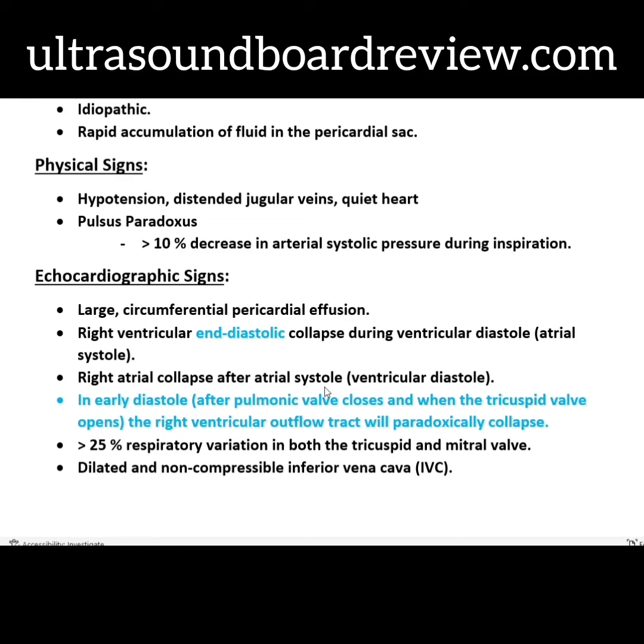So it's important to know that in early diastole, after the pulmonic valve closes and when the tricuspid valve opens, the right ventricular outflow tract will paradoxically collapse. So this is talking about diastole with a lot of words. When you're running your Doppler through your tricuspid valve and have them breathe in and out, you're going to see that greater than 25% variation in both the tricuspid and the mitral valve.